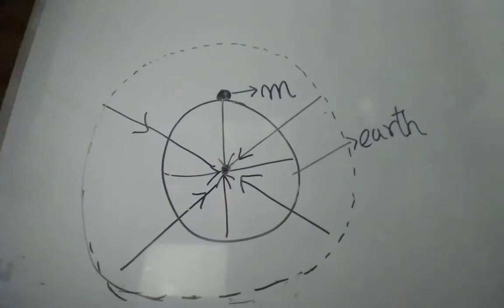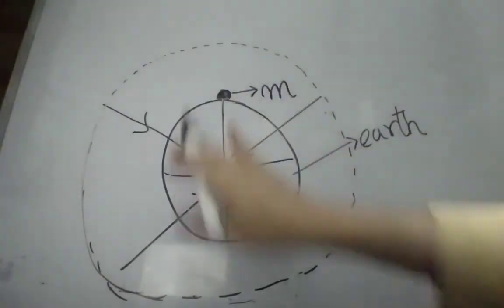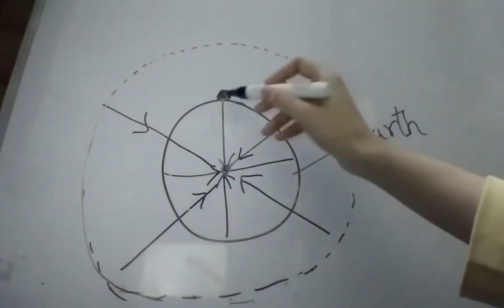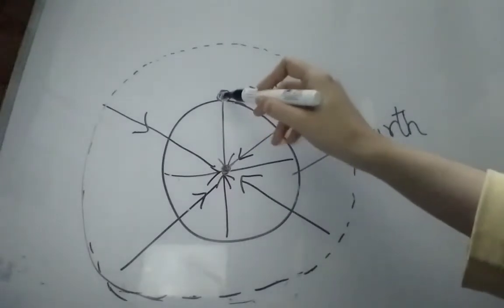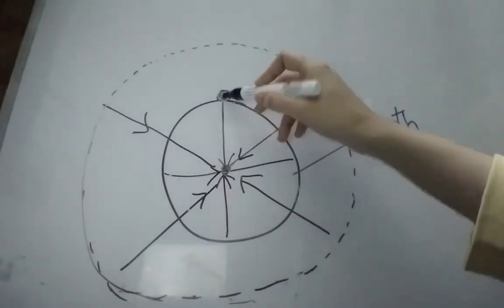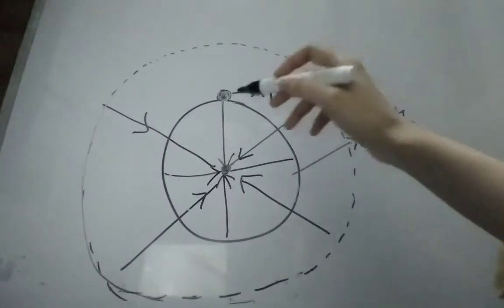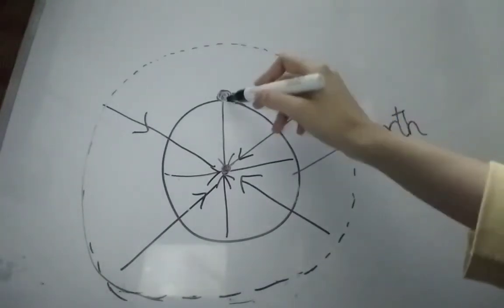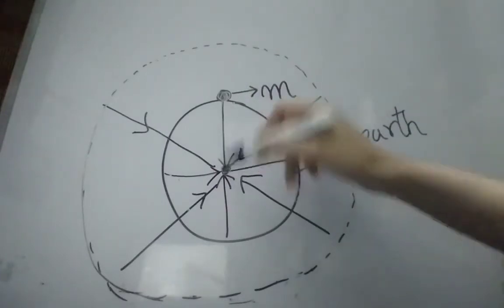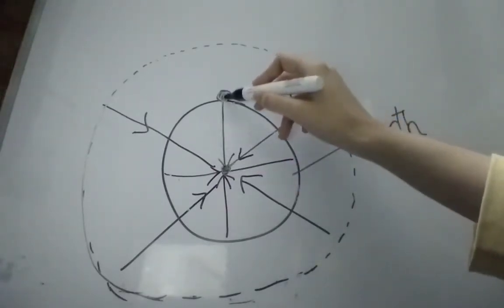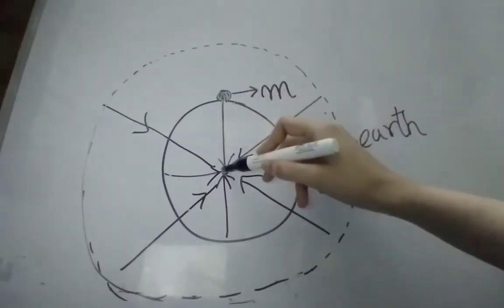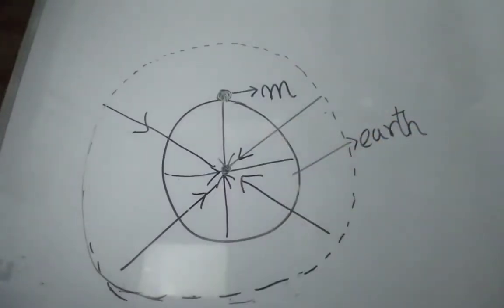We will understand what escape velocity is. Suppose this is the earth's surface, this is the earth, this is the center of the earth, and an object of mass m is placed on the surface of the earth. Now, due to the gravitational pull, we know that earth attracts every object towards its center. So this object of mass m will be attracted by the earth towards its center.